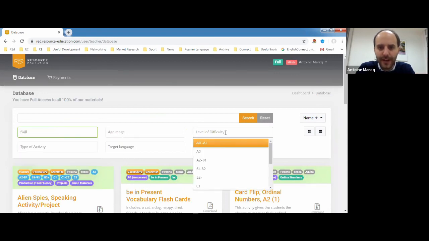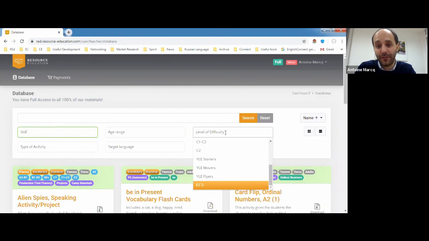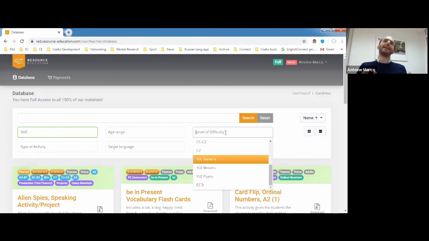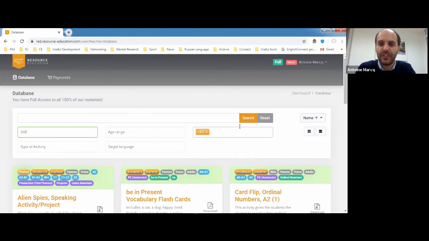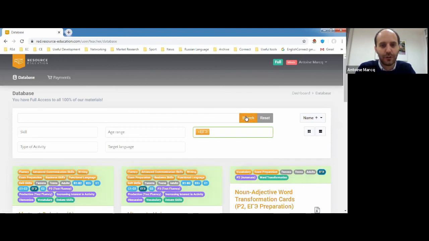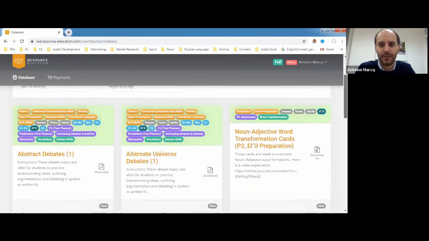You will also find level of difficulty. We've started putting different exams as well in level of difficulty, because exams have specific levels of difficulty. You might have a student that is at A2 level, but they need to pass the YEGE at the end of the year. And you need activities for YEGE level, not for A2 level. So in level of difficulty, you can find YEGE as well. You can just search by YEGE in level of difficulty and you'll find all these activities.